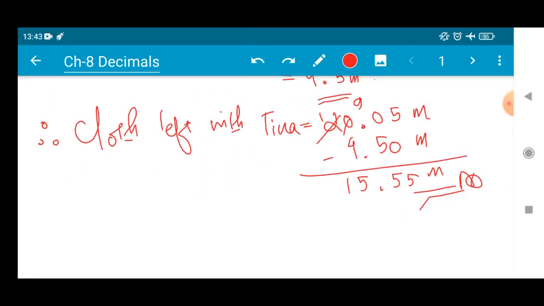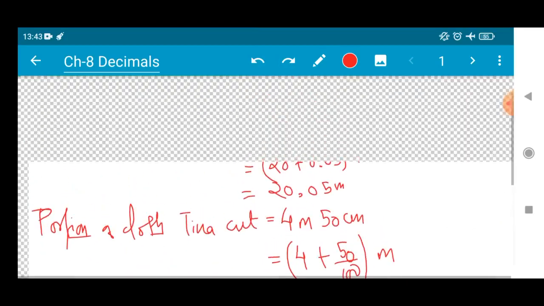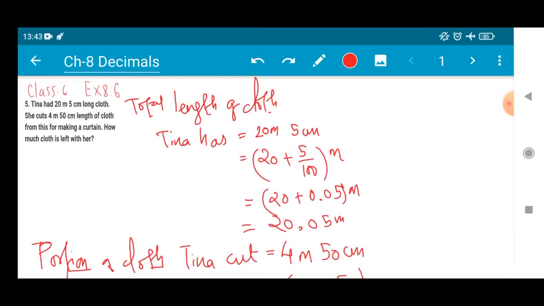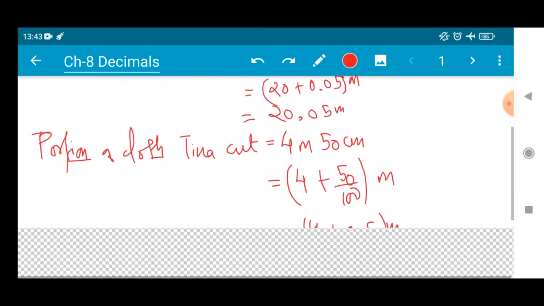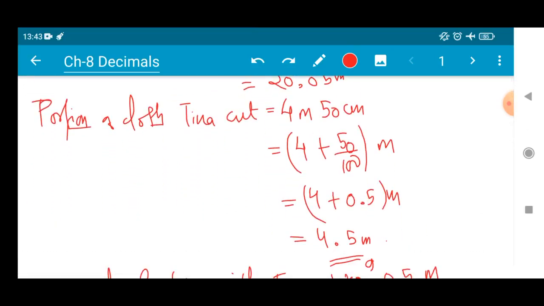Just have a look. Most of the students will face a problem when they have 2 units. So I don't want you all to face any problem when you are solving it. So I hope you guys understood. So let us proceed now to the next question.